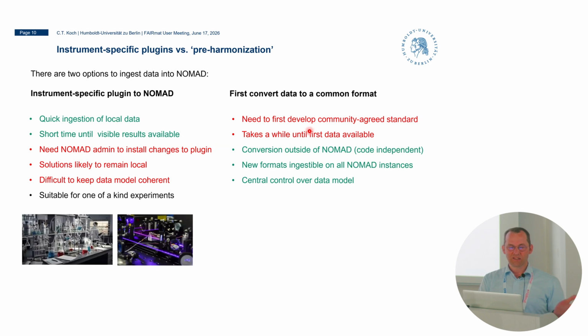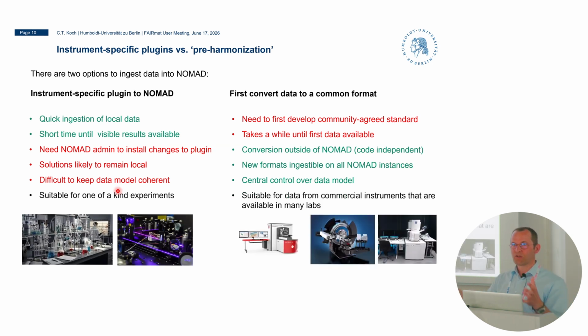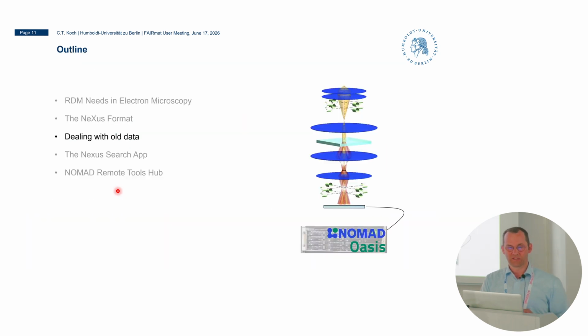So I would say the left one is really for local installations where you have a one-of-a-kind experiment that you don't really need to share with a lot of other groups. Whereas if you have, for example, a commercial instrument where you want to ingest data from that is being sold across the globe to other labs as well, then it really makes sense to first convert to a common data format and then go that route. And both are possible within NOMAD.